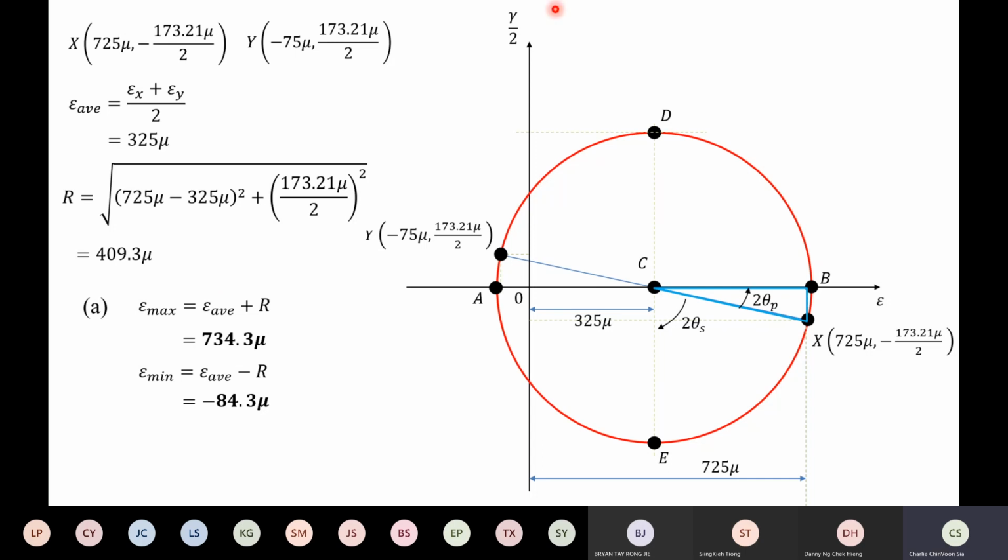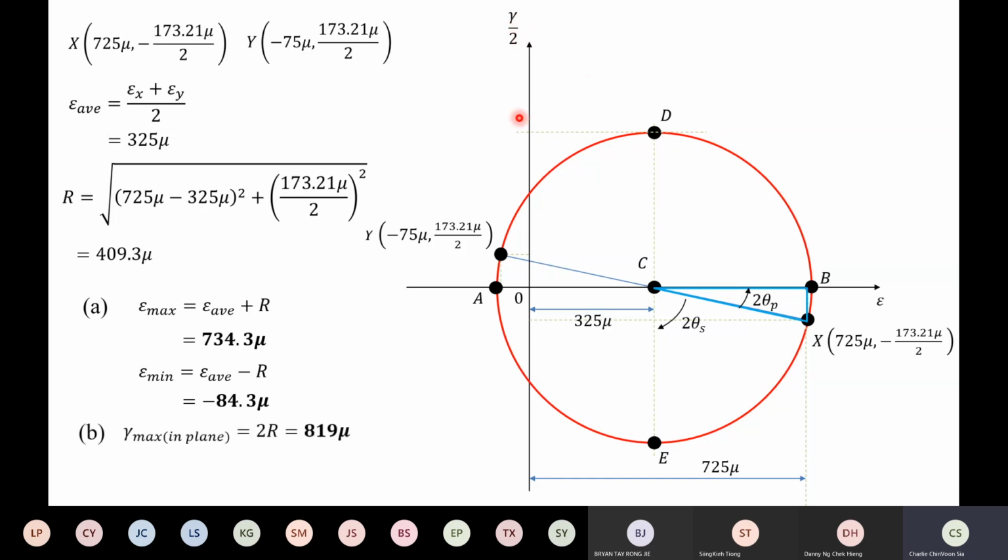shearing strain, gamma. If you look at the y-axis here, the y-axis represents gamma divided by 2, isn't it? So from these points, from CD, the CD will be equal to R, the radius of Mohr's circle. The value of R, 400 and 9.3 micro, equals the maximum shear strain divided by 2.